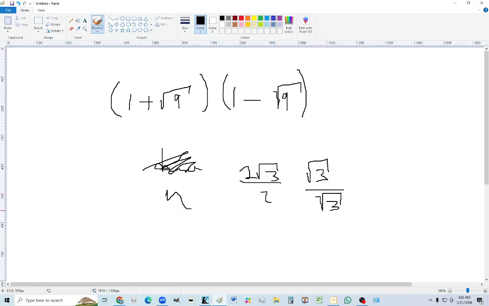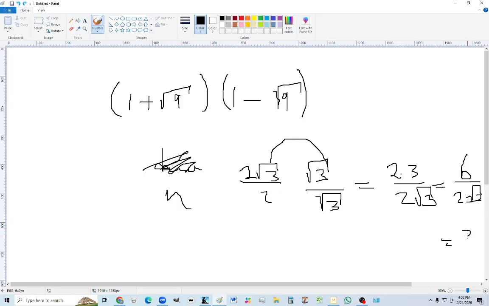When you multiply these two, it ends up being 3. So 2 times 3 over 2 times square root of 3. And of course, 2 times 3 at the top becomes 6 over 2 square root of 3. 6 divided by 2 becomes 3 over the square root of 3. Oh yeah, well, that was kind of stupid because the 2's right here. Yeah. Let's just pretend it was over 1.